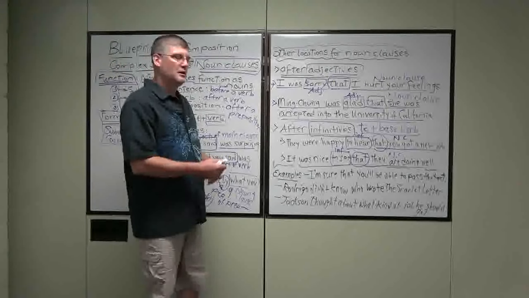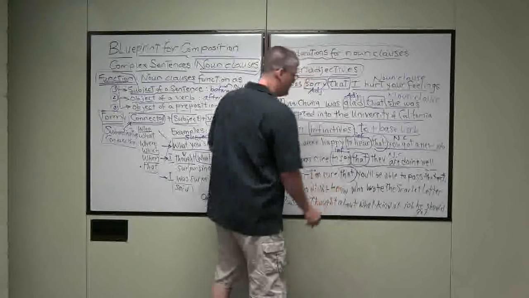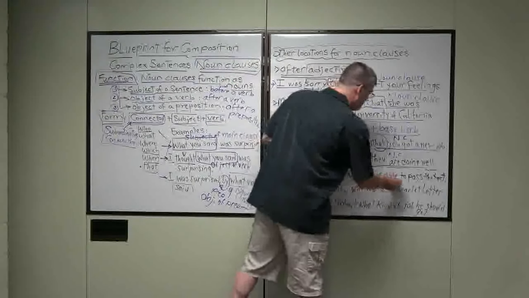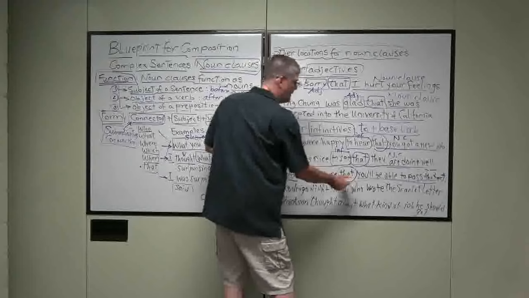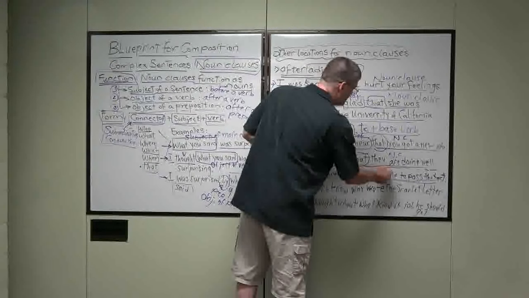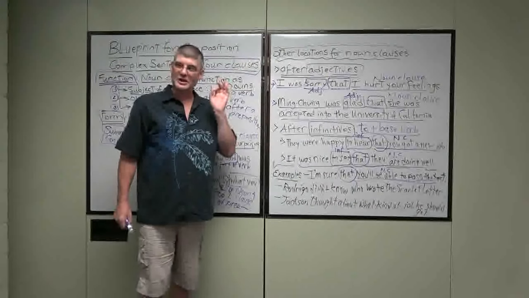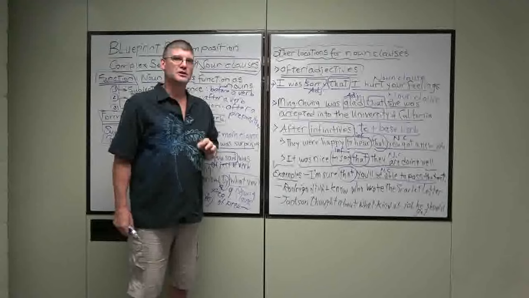Step number one, look for the connector. So here's our connector, the word that. So that you'll be able to pass the test is your entire noun clause. So I'm going to label it NC for noun clause.